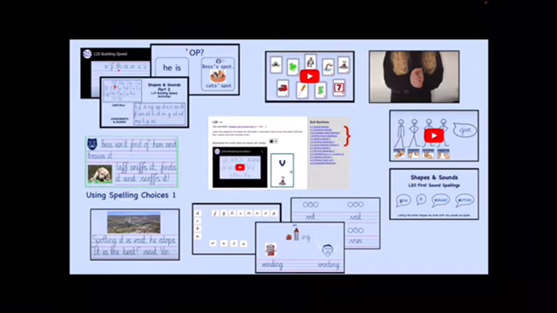And there is an additional activity, using the spelling choices that we have covered so far and writing sentences that build into a story. Lots of different activities.